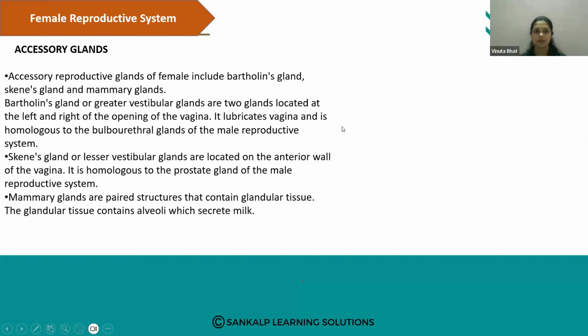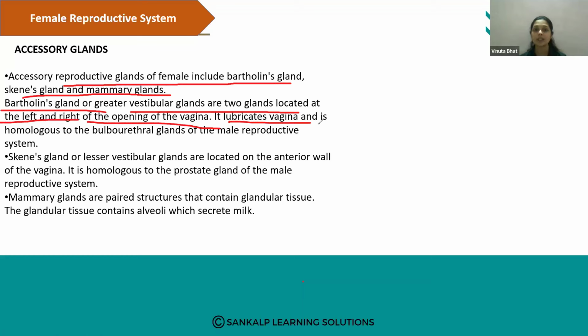Next question. Accessory glands. Accessory reproductive glands of the female include the Bartholin's glands, Skene's glands and the mammary glands. Bartholin's glands are the greater vestibular glands, two glands located at the left and right of the opening of the vagina. They lubricate the vagina and are homologous to the bulbourethral glands of the male reproductive system. So that is similar to the bulbourethral gland.